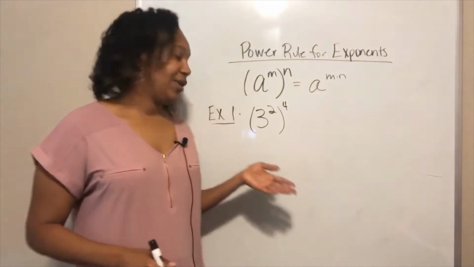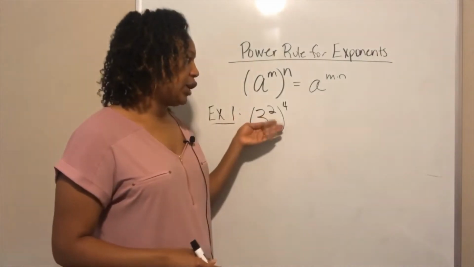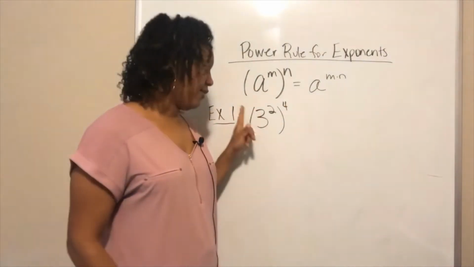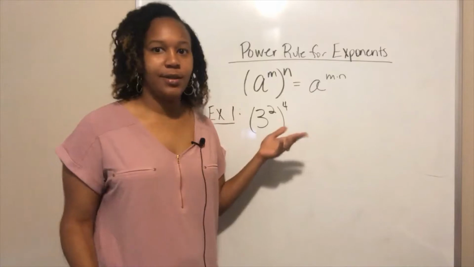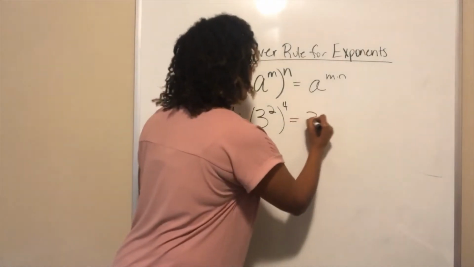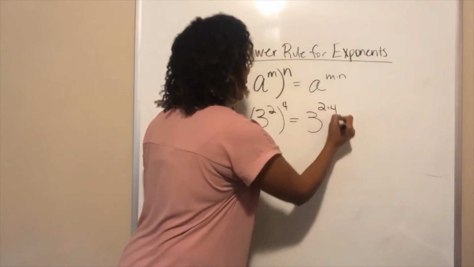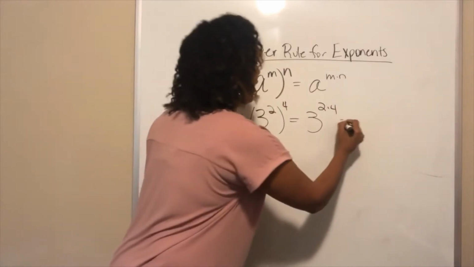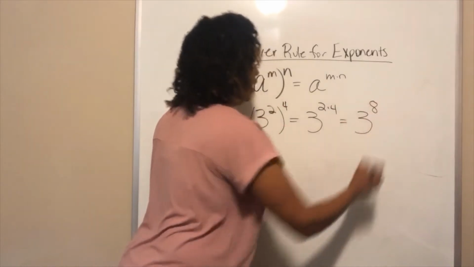So for example, if I wanted to take 3 squared and raise it to the 4th power, so I have a base being raised to an exponent raised to another exponent, then I can just combine those exponents by multiplying the exponents. 2 times 4 is 8. So that's 3 to the 8th power.